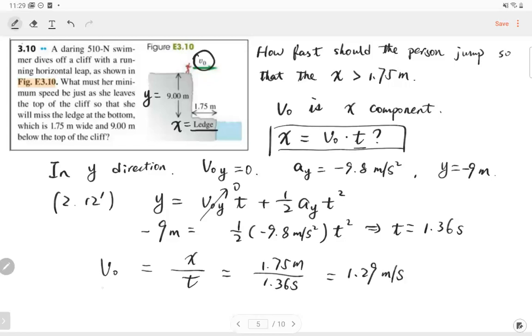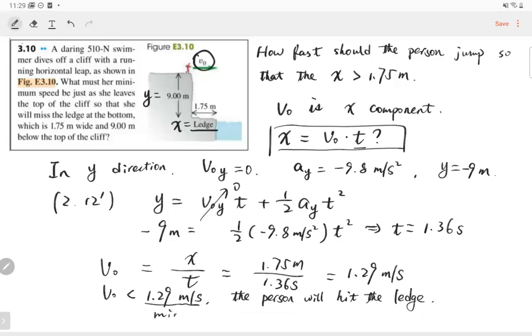So if the velocity is smaller than 129 meter per second, then the person will hit the ledge. Okay, so this is the minimum velocity. Okay, so let's move on.